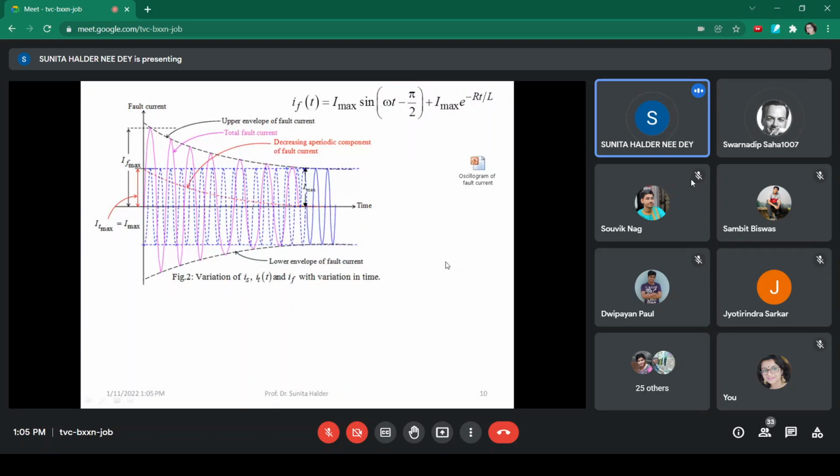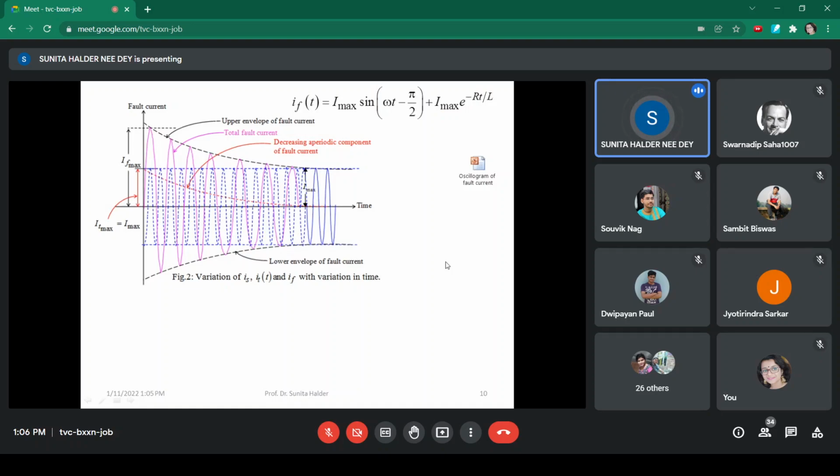Yes, ma'am. So this part we have seen in the last class: if there is a short circuit at any part of a transmission line or in a power system, then the current will have a transient component and a steady state component. The transient component will die down with the passage of time, and it depends on the time constant of that circuit.